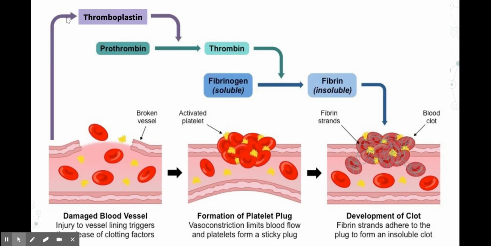So one more time, we've got the thromboplastin that is released. It activates prothrombin to become thrombin. Thrombin activates fibrinogen, which is soluble. It dissolves and transports in the liquid plasma, and it becomes the insoluble fibrin, which is what forms the strands to trap and stop the blood flow.